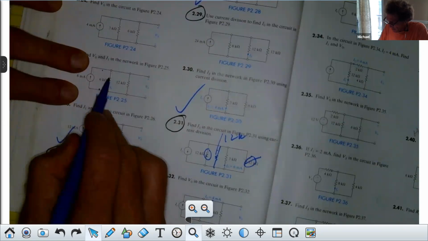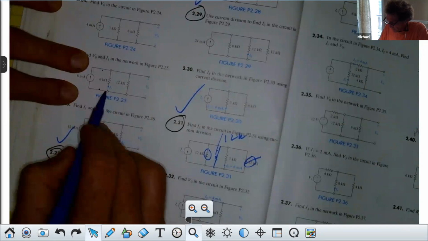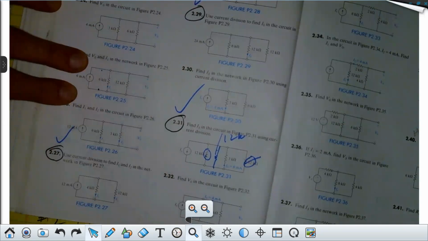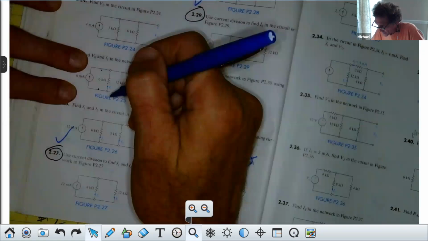Now, if you have 4 milliamps coming down there, don't you have the voltage across this? Current times resistance is voltage, right? So then you would just do 4 times 6.